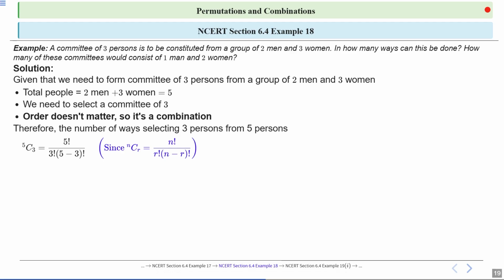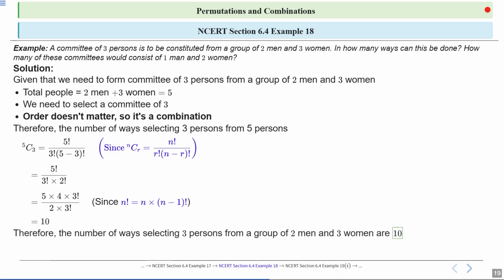Therefore, the total number of ways of selecting 3 persons from 5 persons is 5C3. This is equal to 5 factorial upon 3 factorial times (5 minus 3) factorial, since we know nCr equals n factorial upon r factorial times (n minus r) factorial. This simplifies to 5 factorial upon 3 factorial times 2 factorial. Since n factorial is equal to n times (n minus 1) factorial, this is equal to 5 into 4 into 3 factorial upon 2 into 3 factorial. This is equal to 10. Therefore, the number of ways of selecting 3 persons from a group of 2 men and 3 women is 10. I hope now it is clear.